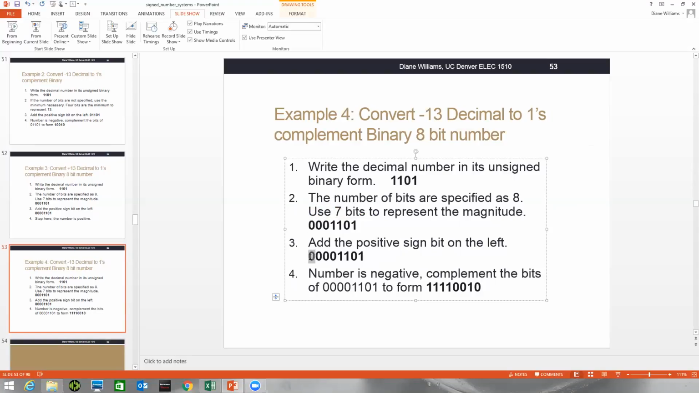And then our next step is to add the positive sign bit on the left. We now have an 8-bit number, right? But because we want a negative number, we have to take this number and complement it to form this. So all the zeros here become ones. These 2 ones become these 2 zeros. This 0 becomes this 1, and this 1 becomes this 0. So this is how we represent minus 13 as an 8-bit binary ones complement number.